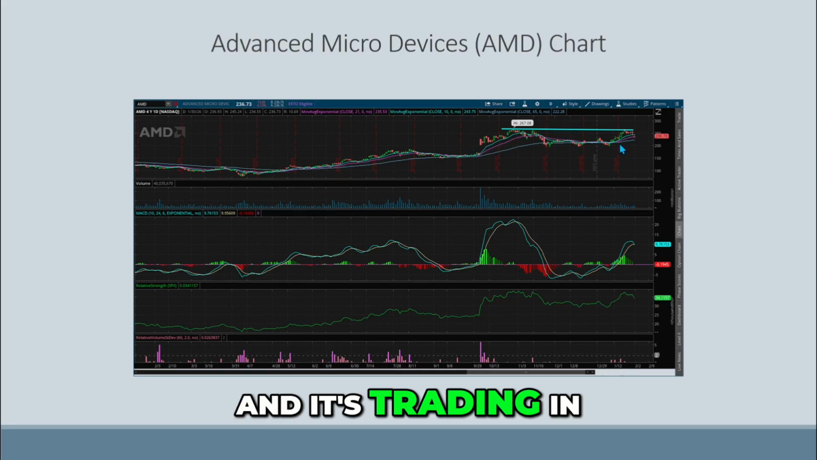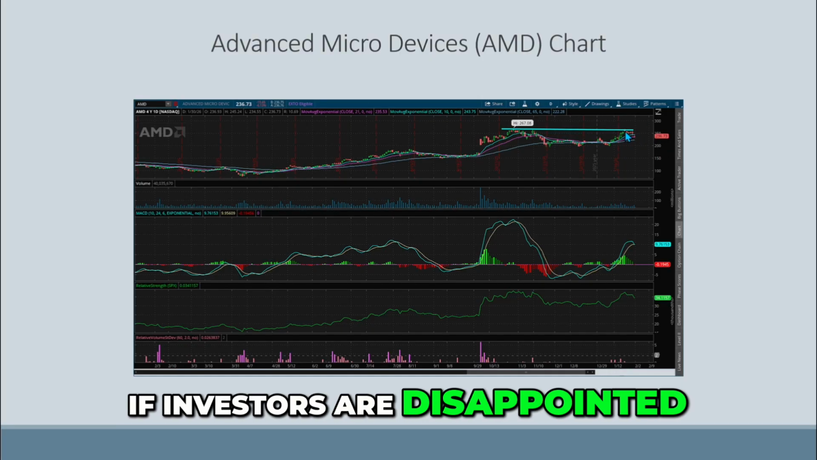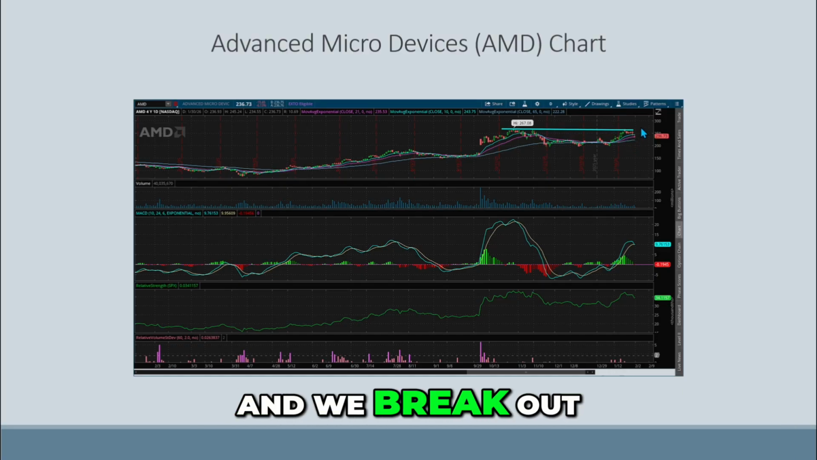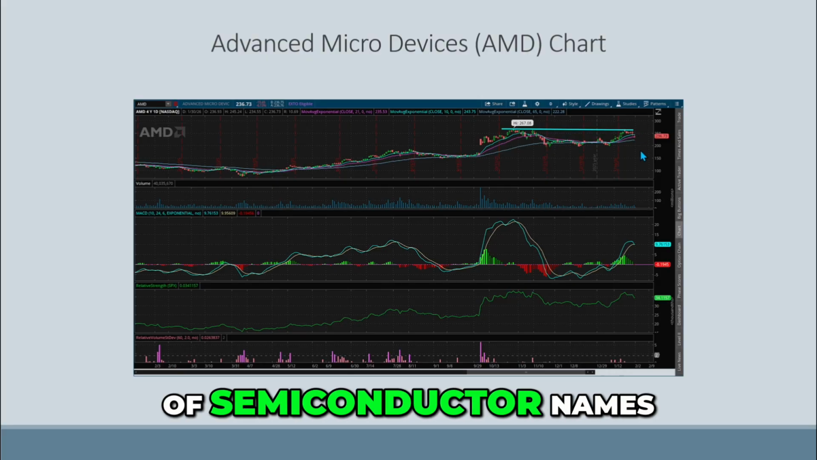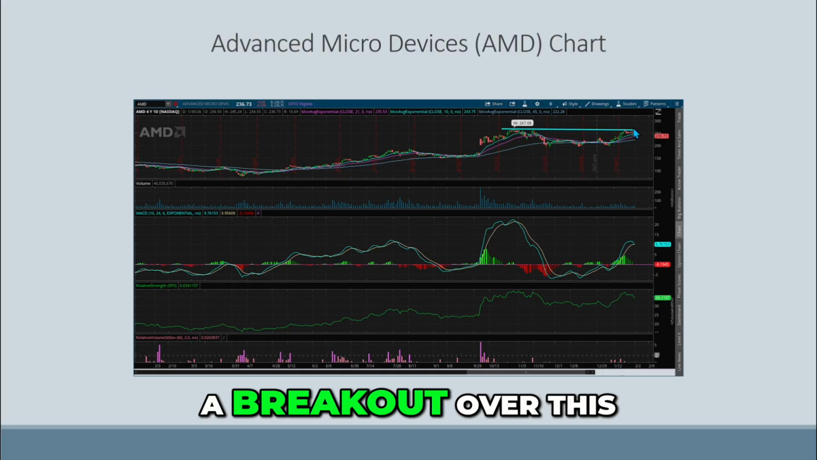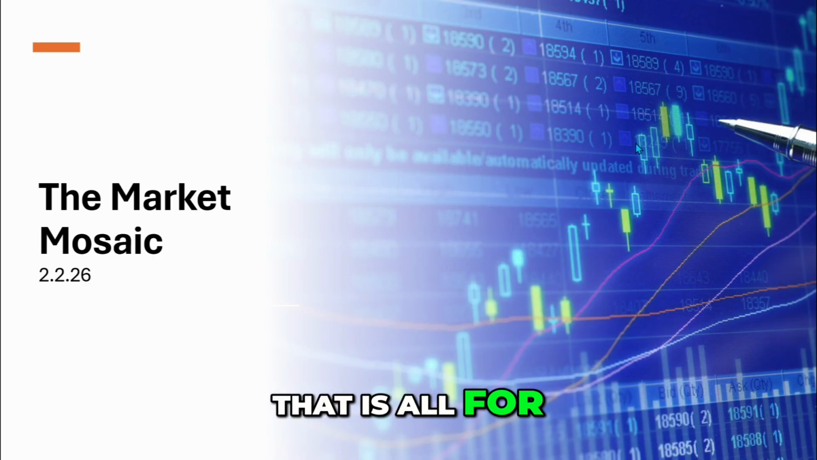I don't feel compelled to do anything with this name. It's trading in this pattern ahead of earnings, and then once we get that earnings release, if the investors are disappointed and it pulls back, then we're doing nothing. Turn around and we break out, I mean, that can be a signal. We've seen a lot of semiconductor names benefiting on the back of the AI trade, and if we get a breakout over this 270 area, AMD could be the next name to run.